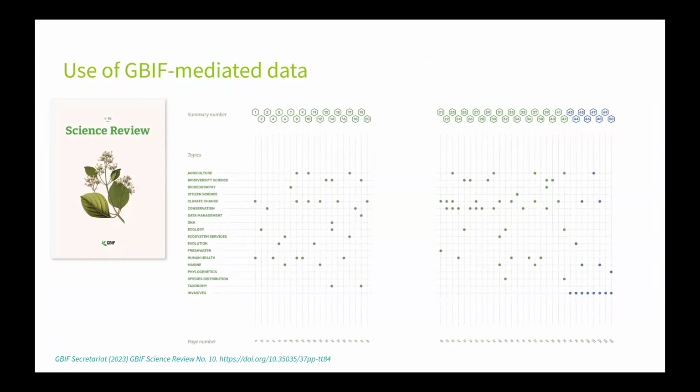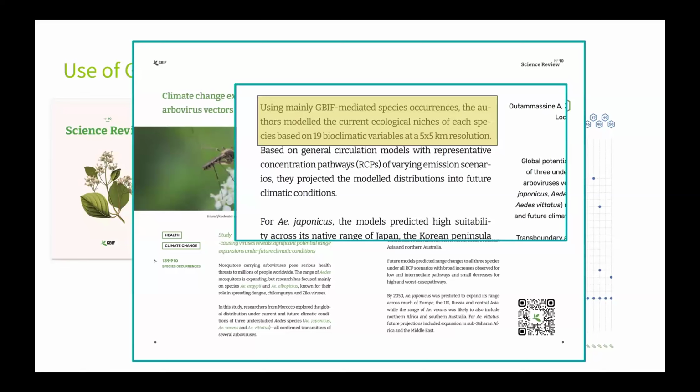There is plenty of evidence that information on the occurrence of biological species in space and time is essential for many fields of scientific research and for many applied aspects of understanding and managing natural resources. The annual science review conducted by GBIF gives, along with other documentation of GBIF data use, a good indication of the diverse fields of application that occurrence data serve. Like, for example, in this case, where current ecological niches of species are modeled based on occurrence data mediated through GBIF.